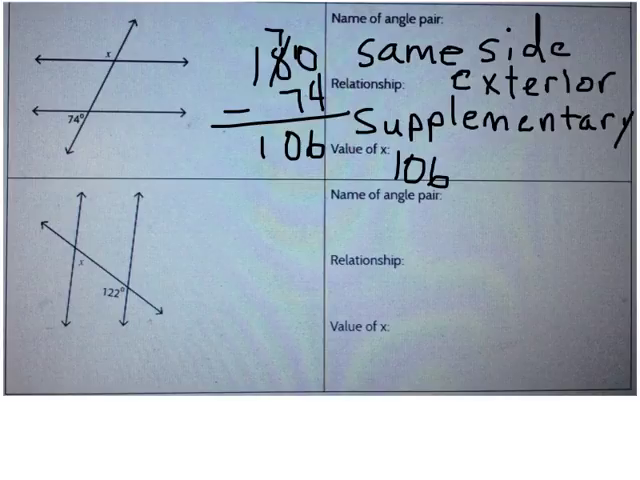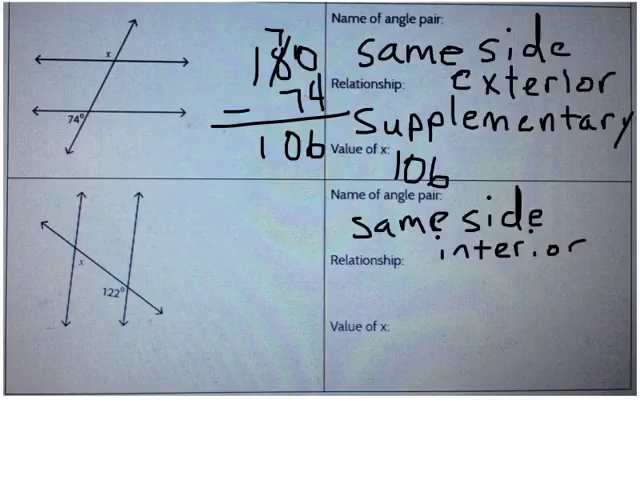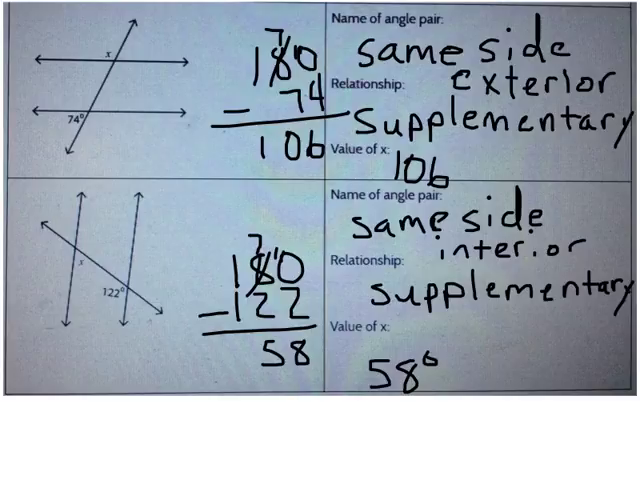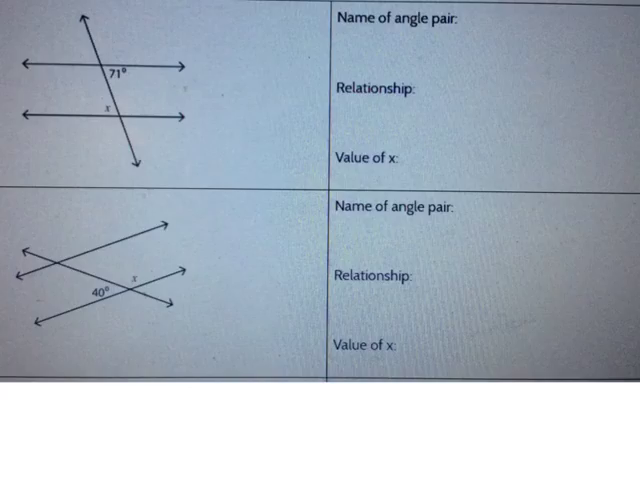Let's look at another angle relationship. X and 122 degrees. What's the name of this angle pair? These are same side interior angles. So what's their relationship? They are supplementary. Use that knowledge to find the value of x. The value of x is 58 degrees. 180 minus 122 is 58.